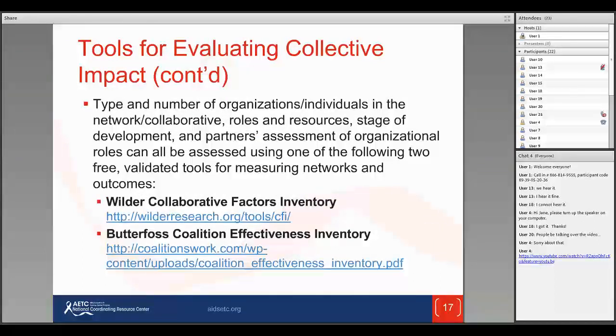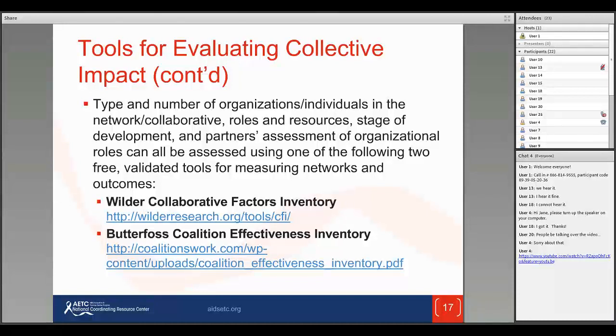Okay, similar to the partner tool, there are two other tools that are available for measuring the effectiveness of partnerships or networks. One is the Wilder Collaborative Factors Inventory, which is based on 20 research-tested factors for success, as well as the Butterfoss Coalition Effectiveness Inventory. So those are two validated tools in addition to the partner tool that you can use. Some partnerships use one tool to evaluate their effectiveness and their outcomes over time. Some use two. Some like to compare.